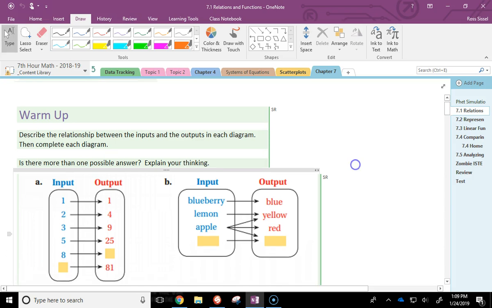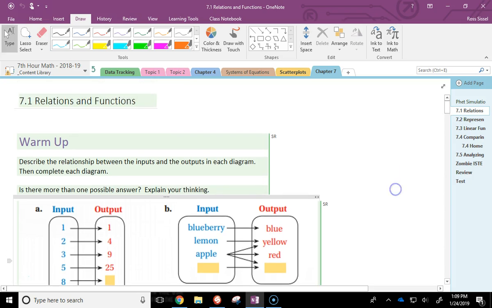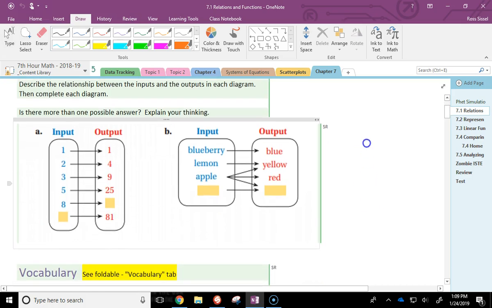So, today, we are working on lesson 7.1, relations and functions. First thing, our warm-up, we're going to look at these two little graphs, these mapping diagrams, and it says, describe the relationship between the input and outputs of each diagram, then complete the diagram. Some of the stuff that we'll do up on the board will not be in your notebook, and that's okay. It's going to be part of you focusing. That's part of what you're learning from.